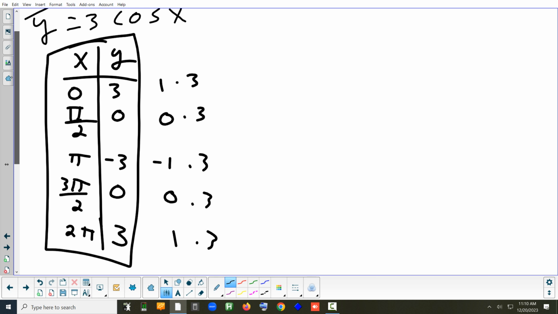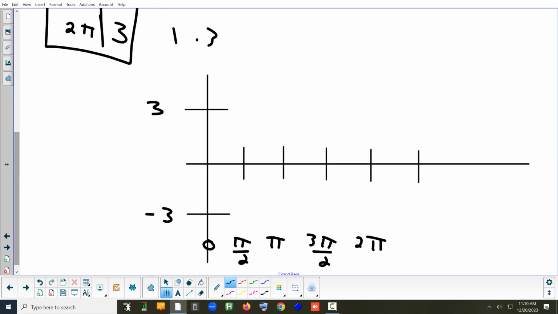Okay, 3, 0, -3, 0, 3. And there's your graph of cosine, and it's been stretched 3 times as much. It won't look like it's stretched 3 times as much because I scaled my y-axis.